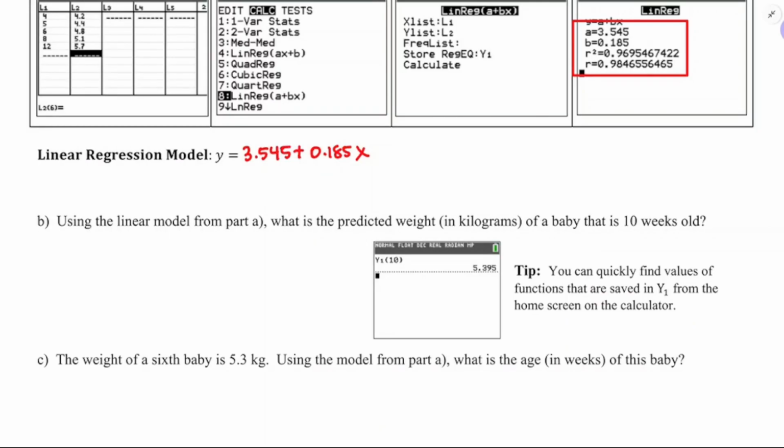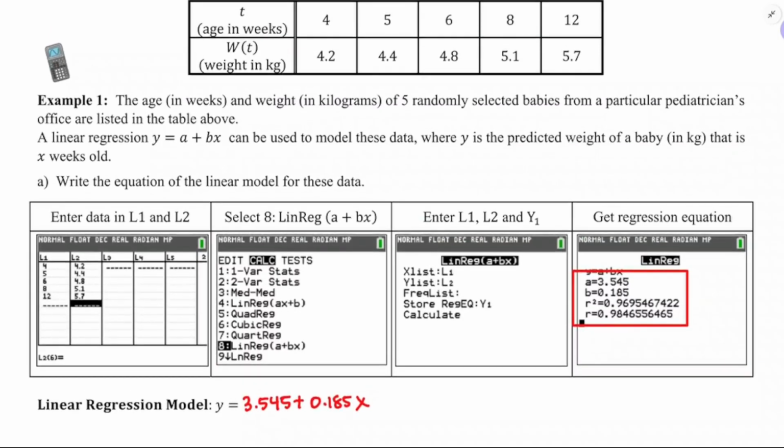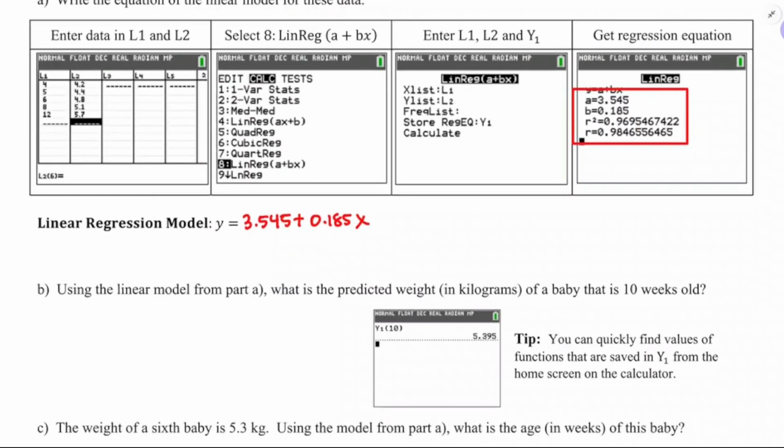Now, as you can see, it's going to ask you a question about this linear model. What is the predicted weight in kilograms of a baby that is 10 weeks old? Okay, so what we're going to say is, the weight, I think they said that was W of t, yeah. So W of 10 is going to be approximately equal to what we would get if we plugged in 10 into our regression equation. So that would be 3.545 plus 0.185 multiplied by 10. Okay, and we could probably do that arithmetic, right? We could definitely do it by hand if we absolutely had to. We've got a calculator. We just used it.